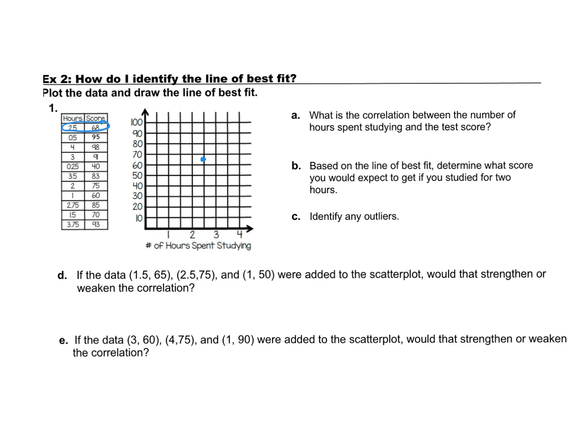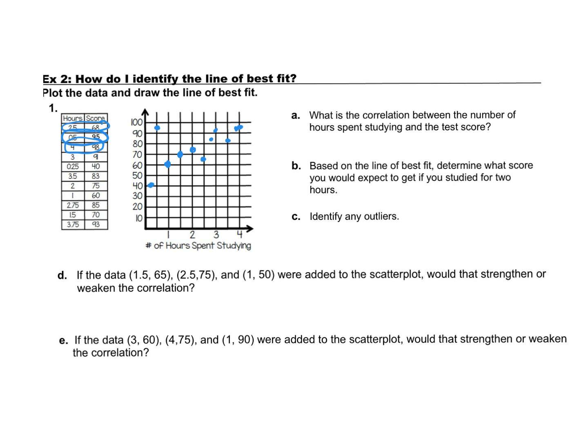All right, our next one then, somebody studied for 0.5 hours, which is like a half hour, and they scored a 95. So that would be up here between the 90 and the 100. And then somebody studied 4 hours, they scored a 98. So we would go over to the 4, up to the 98. So now I'd like for you to pause the video and continue to plot these points. And then when you're done, resume the video and then we can continue talking about it.